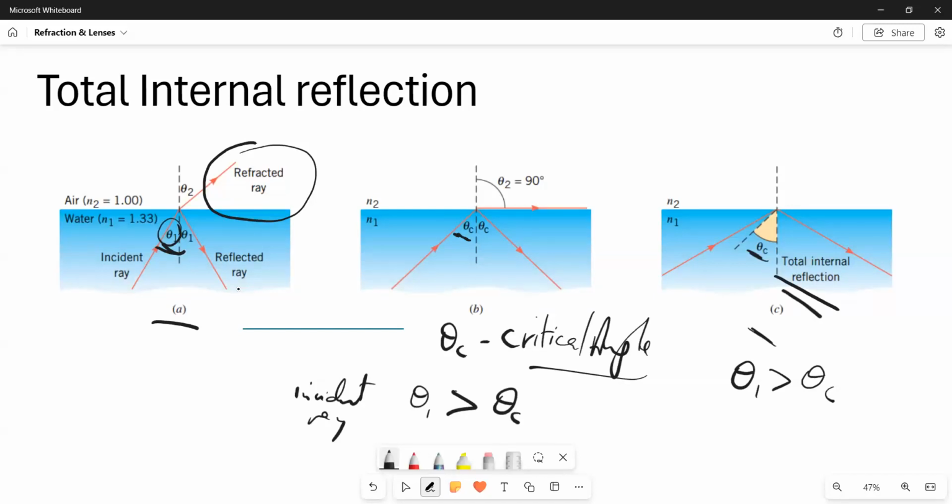Now, what's the use of that? You will see. Well, let's see. You're following this total internal reflection thing? Yes, sir.